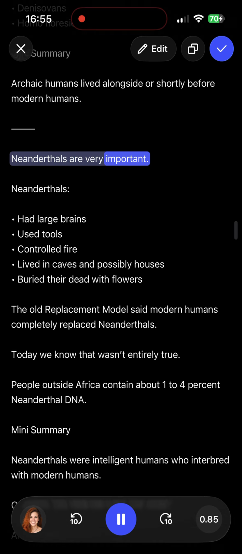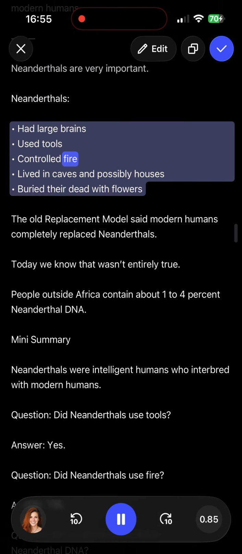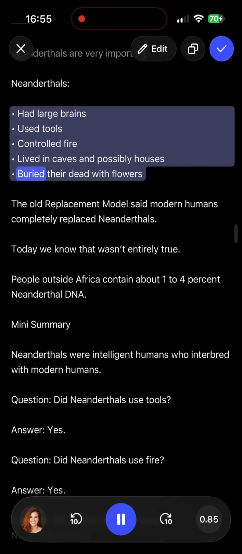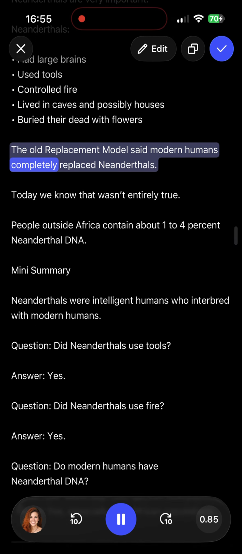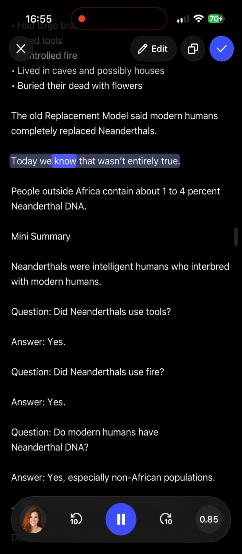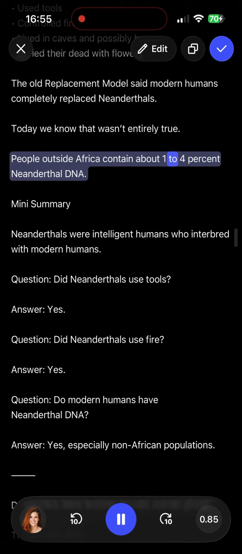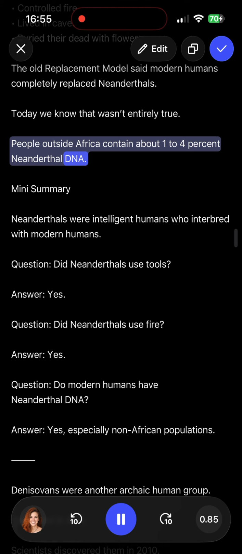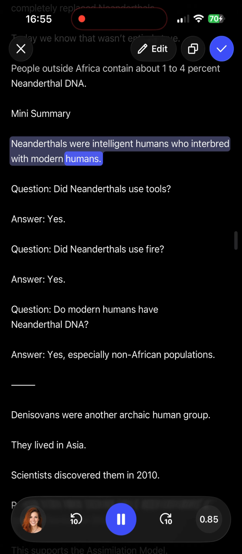Neanderthals are very important. Neanderthals had large brains, used tools, controlled fire, lived in caves and possibly houses, and buried their dead with flowers. The old replacement model said modern humans completely replaced Neanderthals. Today we know that wasn't entirely true. People outside Africa contain about 1 to 4% Neanderthal DNA. Mini summary. Neanderthals were intelligent humans who interbred with modern humans.